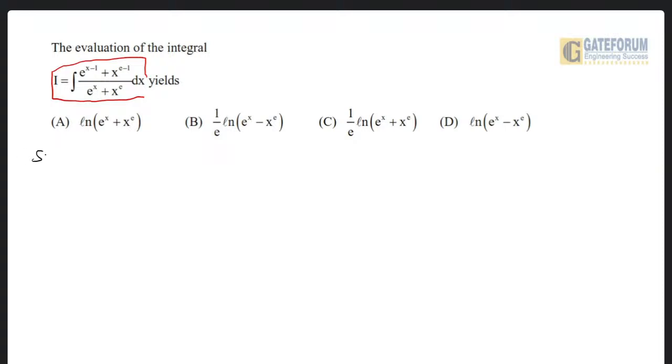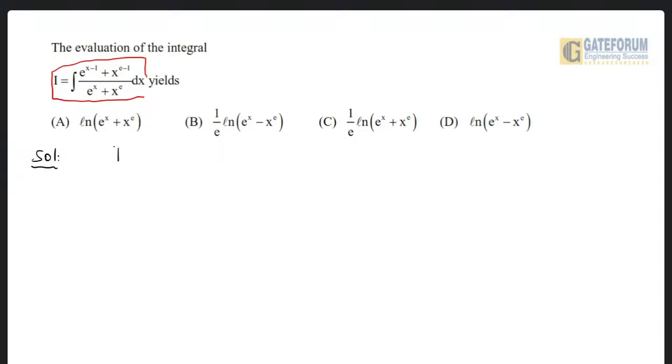Solution. Whenever the numerator and denominator contain some extents, first give priority to verify integral of f dash x by f x. Check the denominator derivative, see whether it is in the numerator or not. E power x derivative is e power x. Extra term is e power minus 1. X power e derivative looks like n into x power n minus 1. Here e is absent, so here one e is reducing, one e is less. Here we want one e more. So what can I do in this type of problems? Multiply and divide by e. Can I do like that?